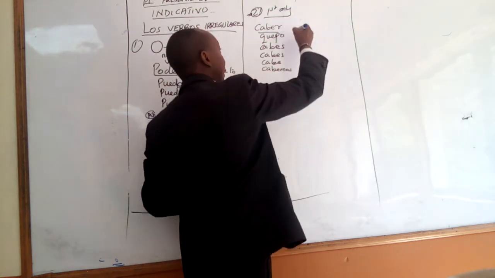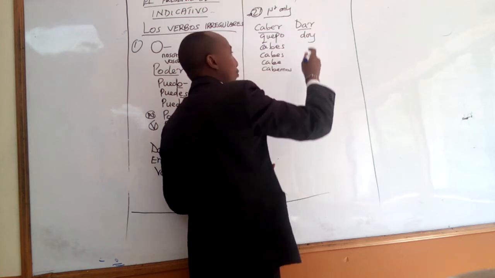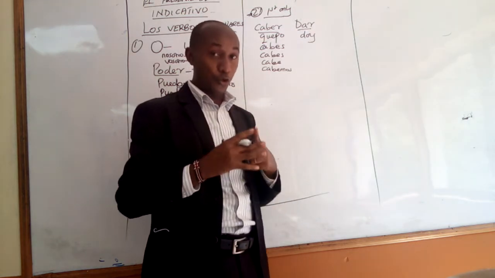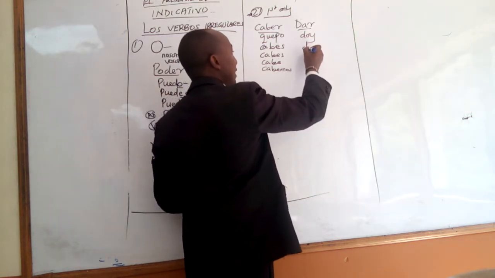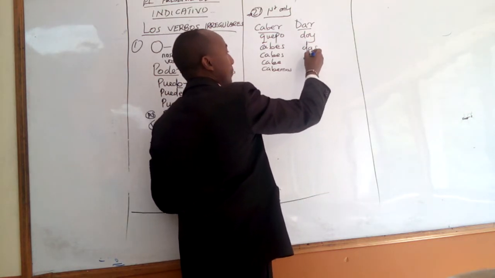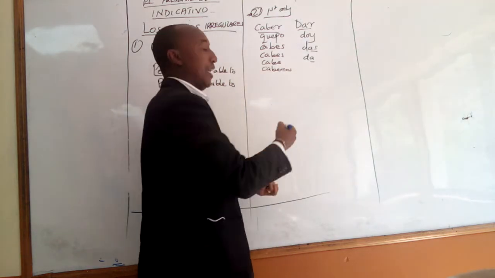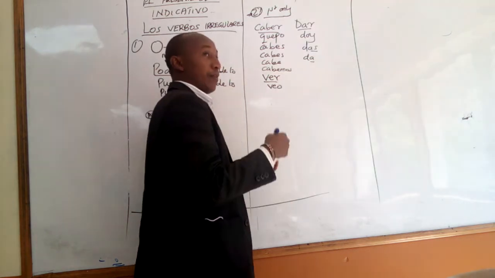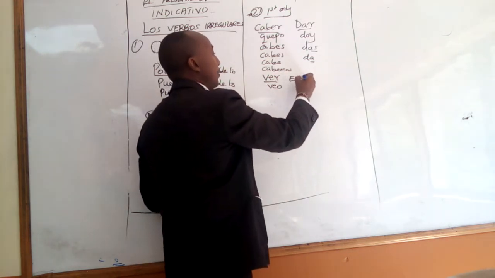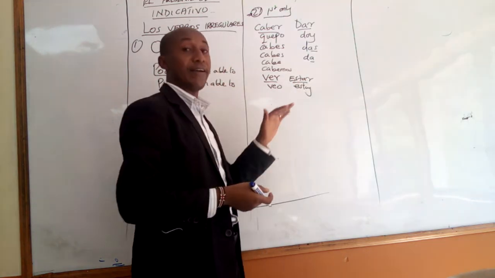You'll have many verbs like dar. I give you the first person, which is doy, and then you get the other persons. Drop the AR, and then you add the endings until the last one. You have many verbs like ver, where you get veo, and verbs like estar, where you get estoy. Usually it's very important to understand this.